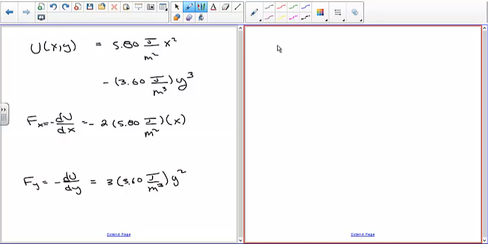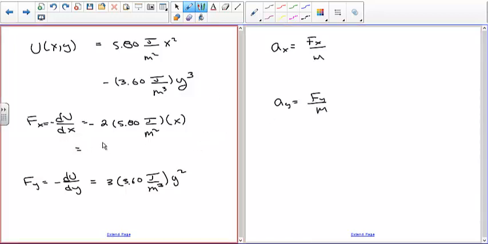Now, from an acceleration perspective, the acceleration in the x direction is just the force in the x direction divided by the mass. And the acceleration in the y direction is equal to the force in the y direction divided by the mass. So the first thing we're going to do is evaluate these at the given values of x and y. In this case, x is 0.3 meters and y is 0.6 meters.